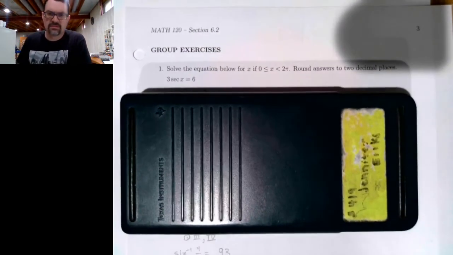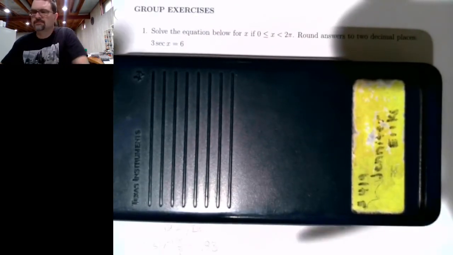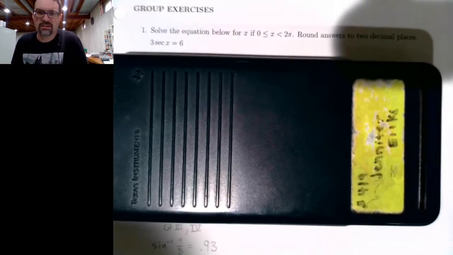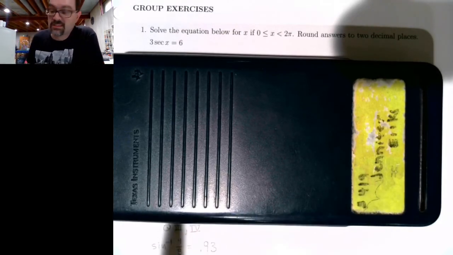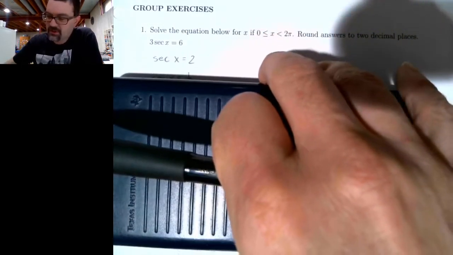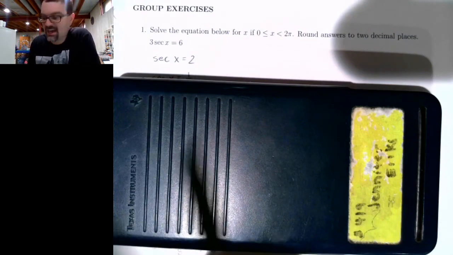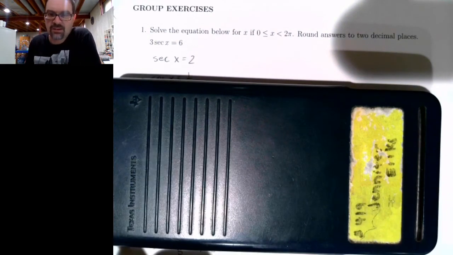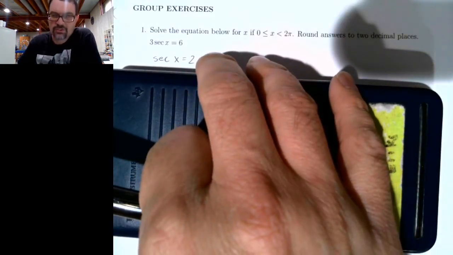All right, first problem. 3 secant equals 6. And it's okay. This is pretty simple compared to the ones we were just doing. So secant is, again, 1 over cosine. So switch that up right away. Nope, that's not what I did in my first step. I divided both sides by 3 and just got secant by itself. Okay. So then if you switch it up, well, secant is 2.